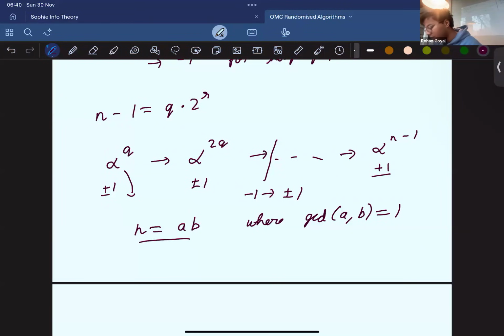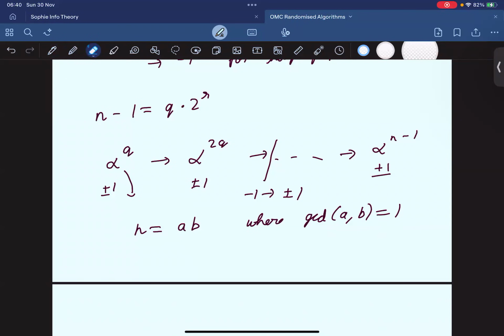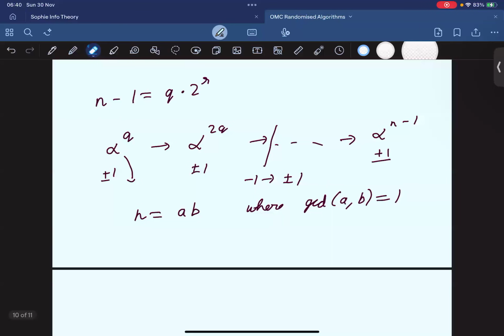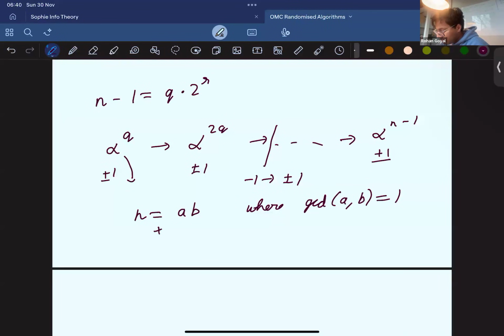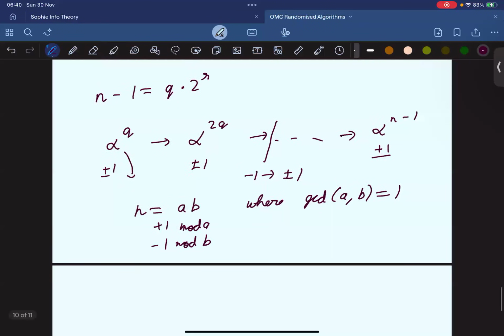So n is AB with GCD of A and B being 1, right? So you mean if it's not a prime, it can be that you square some number and it suddenly becomes 1 instead of becoming a minus 1. Exactly. And that does not happen for primes. Exactly. So in particular, the number which is plus 1 mod A, minus 1 mod B. Can you give an example of alpha and q?